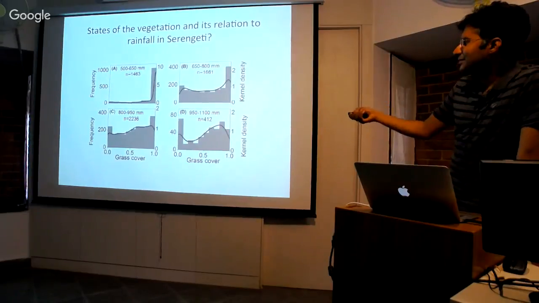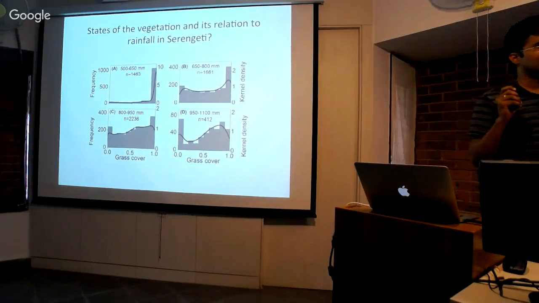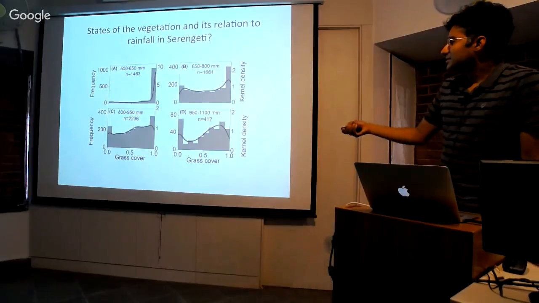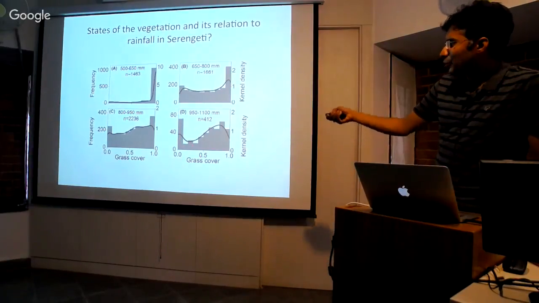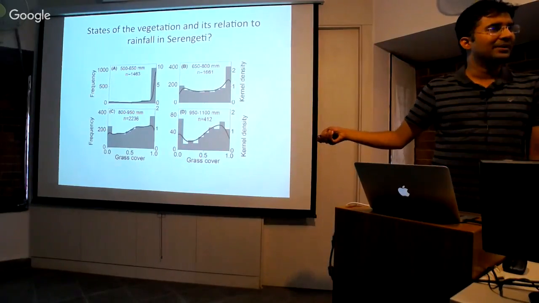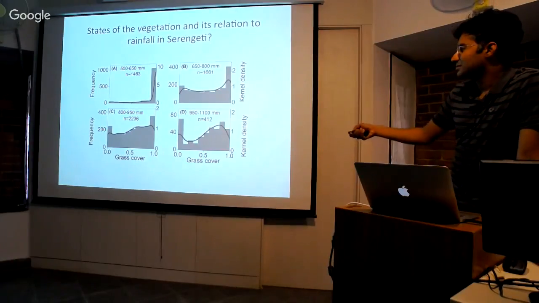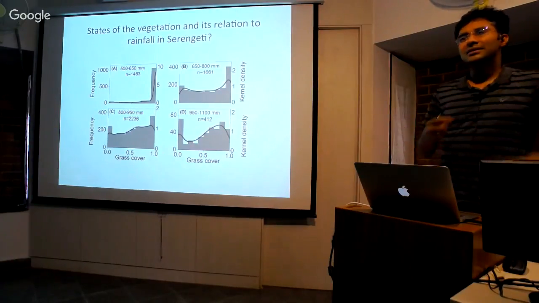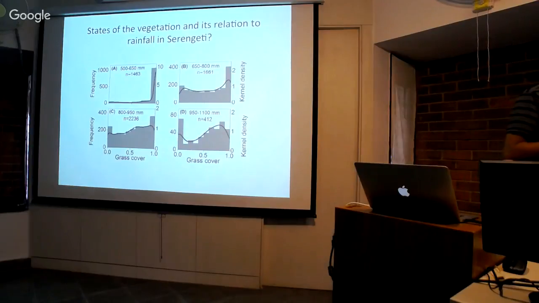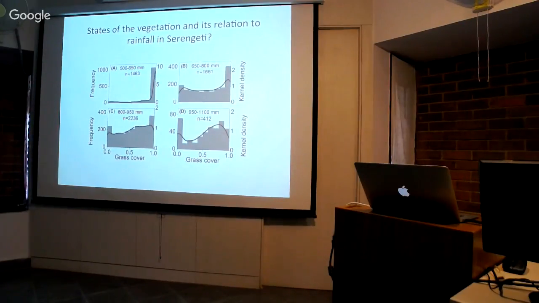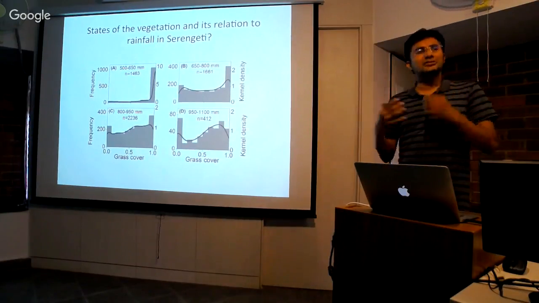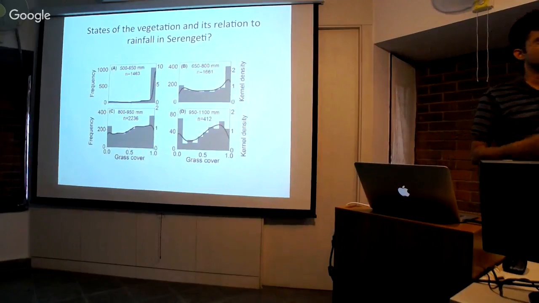But if you look at higher rainfall values, like around 1,000 millimeters or so, some pixels are in the woodland state. So zero here represents woodland, by the way, and the one represents grassland. So there is a bimodality in the distribution of ecosystem states, meaning that some areas are in the grassland state, some are in the woodland state. Again, sort of showing evidence that there are alternative stable states or bistable states in this ecosystem.